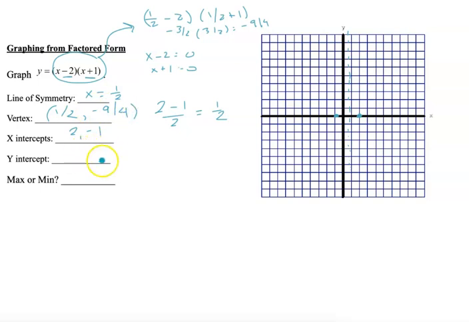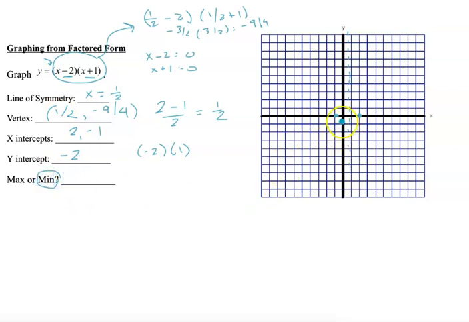To get the y-intercept, I'm going to plug in x equals 0 into the whole equation. So I get negative 2 times 1 equals negative 2. And to find out if I have a max or min, I look at the sign of my leading coefficient, and it is positive, so I have a min.